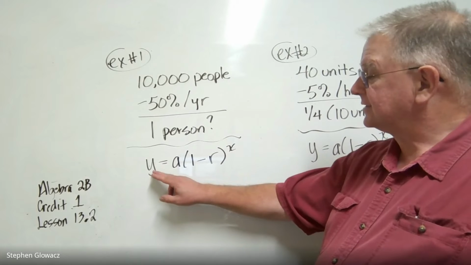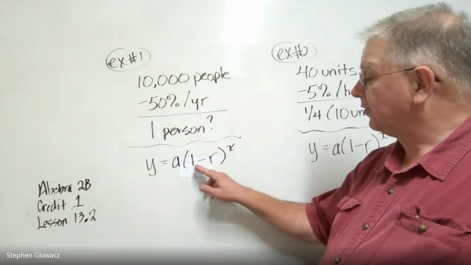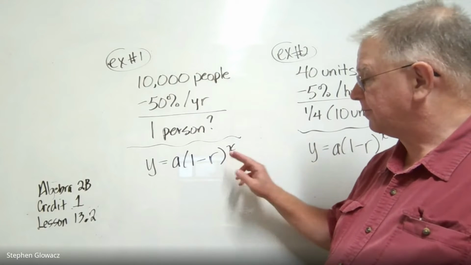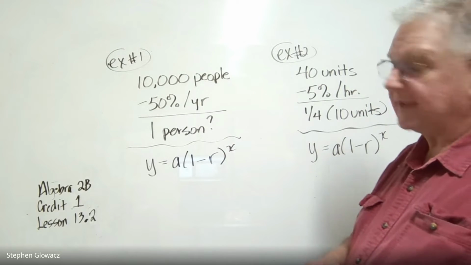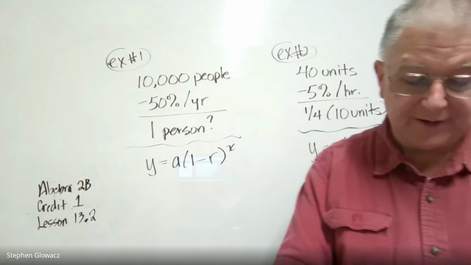Remember in the last lesson it was y equals a times 1 plus r. The only difference here is it's 1 minus r to the power of x. So let's take a look and read our first example. I will be doing both of these on Desmos as well.